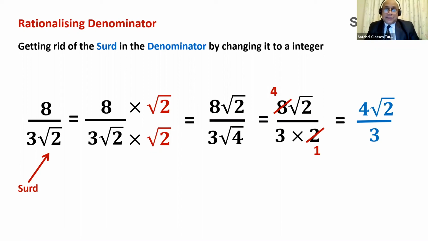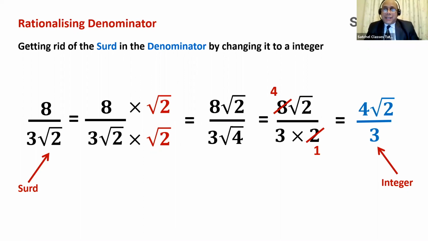Now, have we rationalized the denominator? Yes, we have, because there's no longer a surd in the denominator. If you look at the denominator now, it's a proper number. It's an integer, 3. We no longer have the root sign. So we have rationalized the denominator. Okay, this is called the process of rationalization.